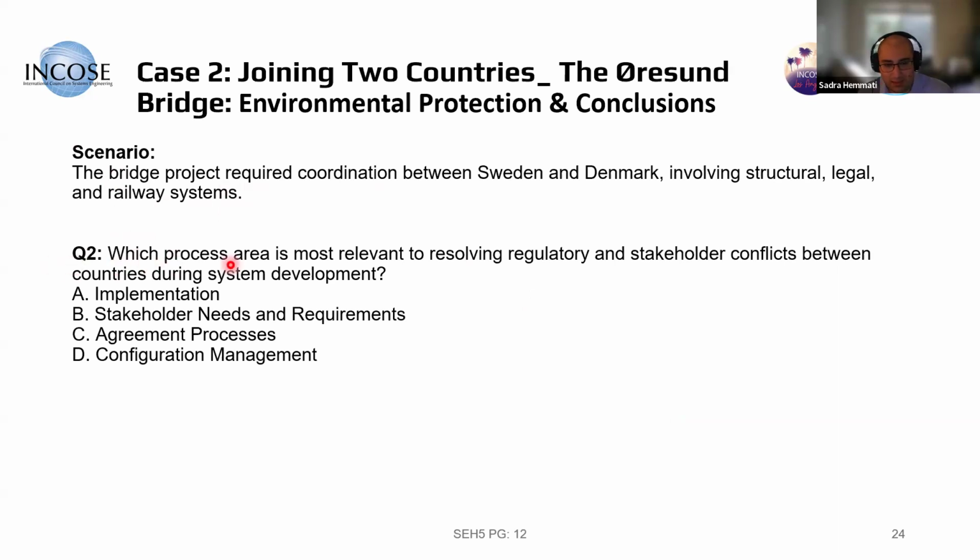Question is, which process area is most relevant to resolving regulatory and stakeholder conflicts between countries during system development? A, implementation, B, stakeholder needs and requirements, C, agreement processes, and D, configuration management. Please feel free to put the answer in the chat.